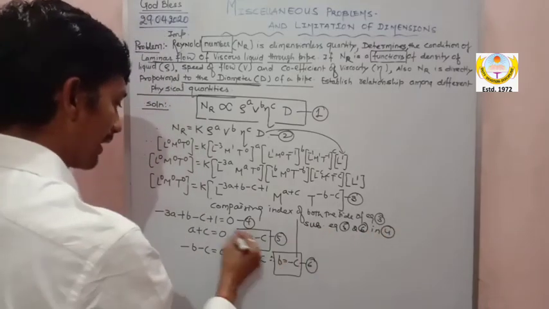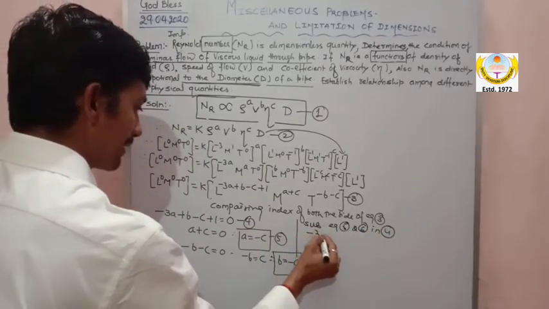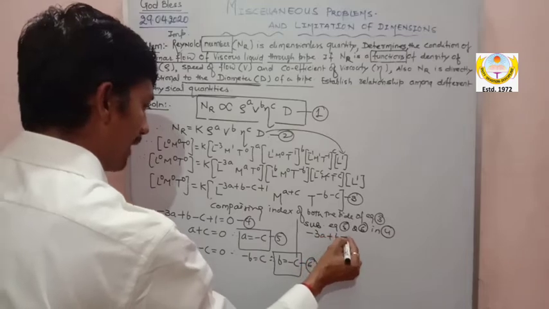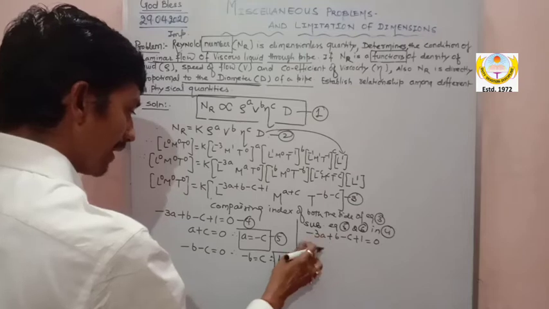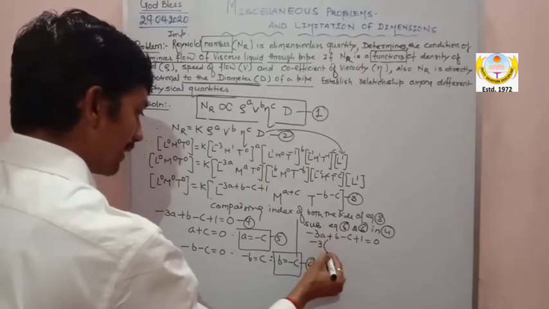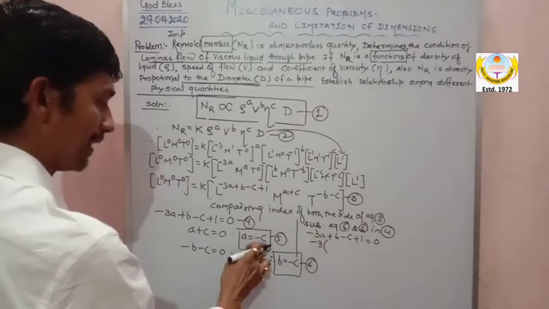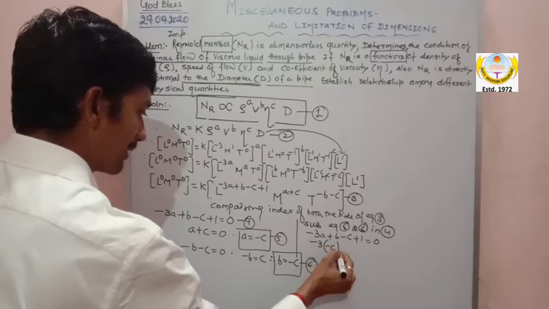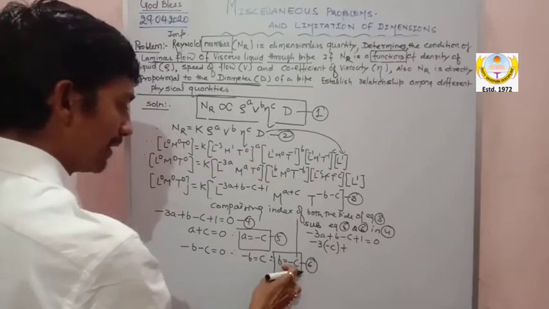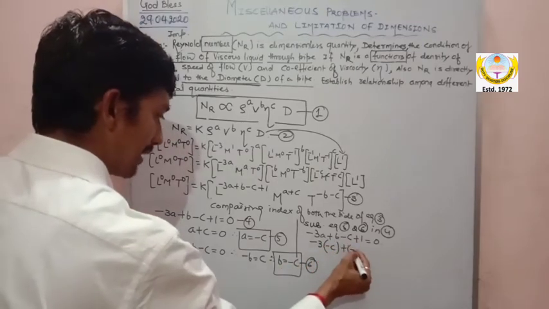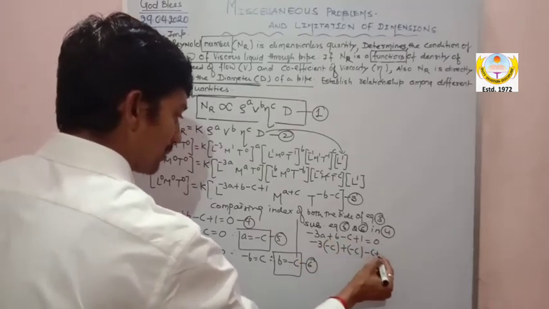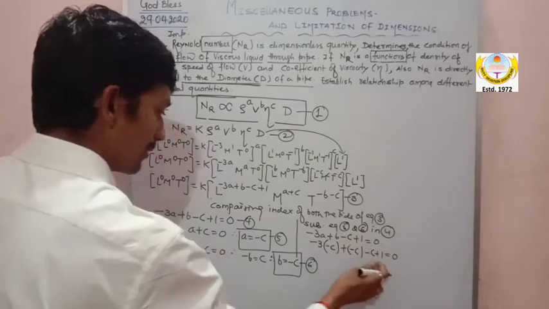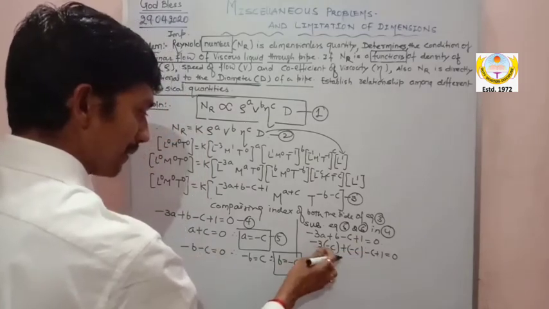So now what will I get, my dear? Fourth is minus 3A plus B minus C plus 1 equal to 0. Here it is minus 3, but A is how much, my dear? A is minus C. So here I put minus C, and in place of B also I put minus C, and here it is minus C plus 1 is equal to 0. So now minus 3 minus this will be plus.